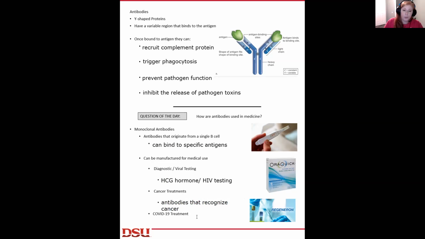Okay, COVID-19 treatment, like I said, back up towards the top, monoclonal antibodies.